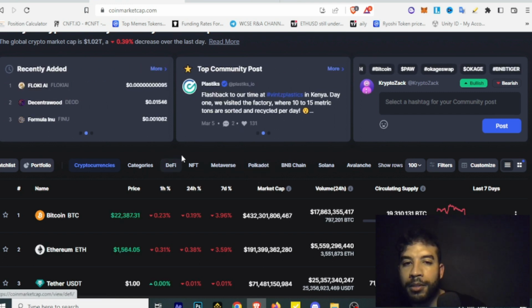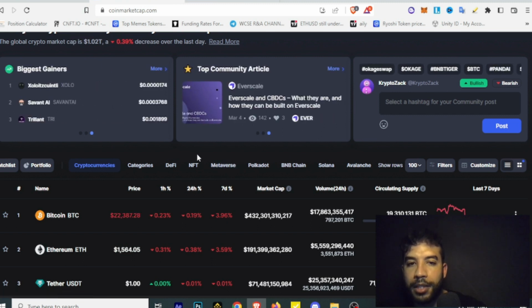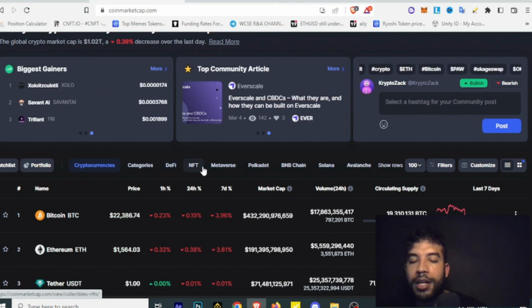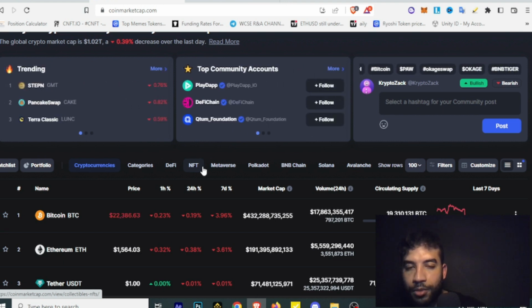So the most interesting for us is the DeFi, NFT, and Metaverse. We all know that NFTs, the Metaverse, and DeFi are narratives that are always around when the bull market is in, and we could use them to actually find those crypto gems, or cryptocurrency projects that could be interesting to us.